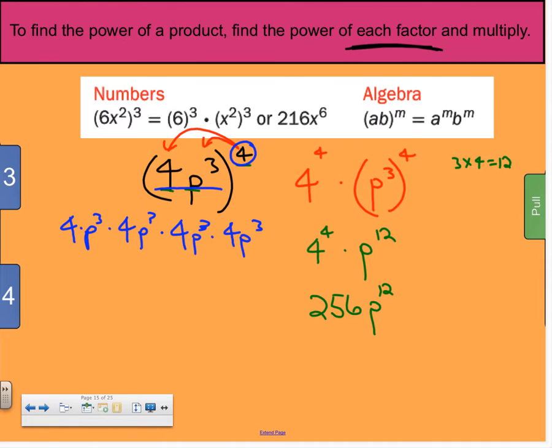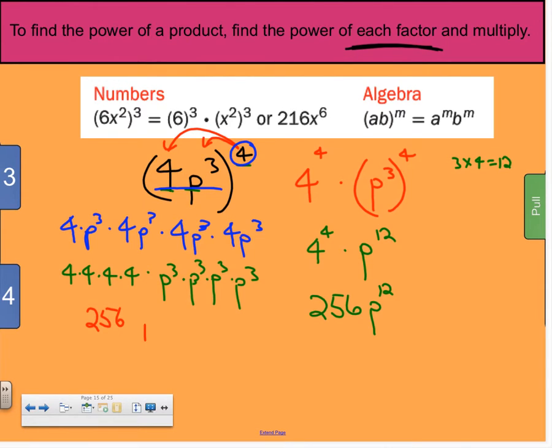Well, remember, I told you that you can rewrite multiplication any way you want. Donovan told us yesterday about the commutative property of multiplication. So I can rewrite this, and I can put all the 4's together, which would be 4 times 4 times 4 times 4, and then put all the p to the thirds together, which is p to the third times p to the third times p to the third times p to the third. Well, 4 times 4 times 4 times 4 we know equals 256.